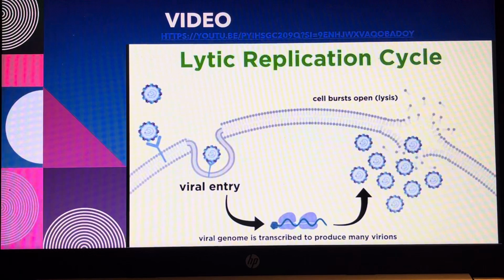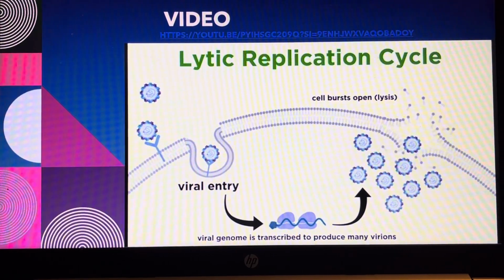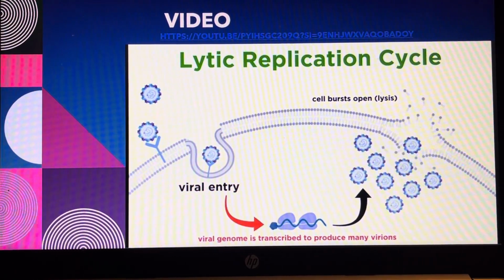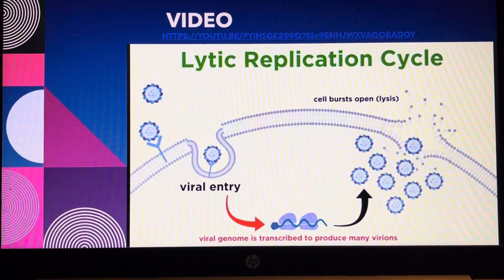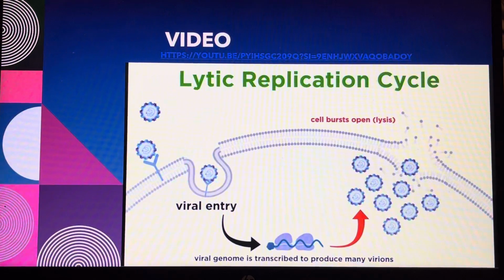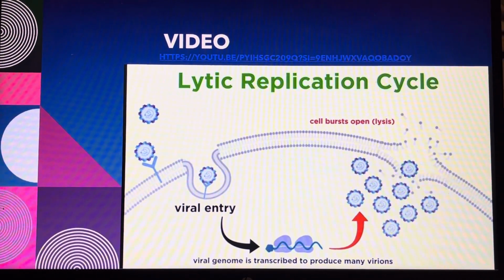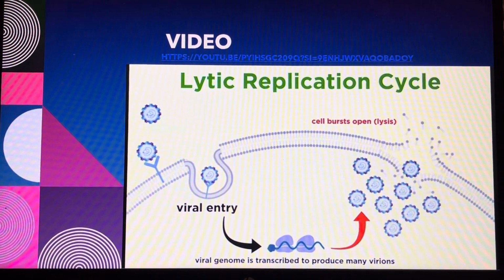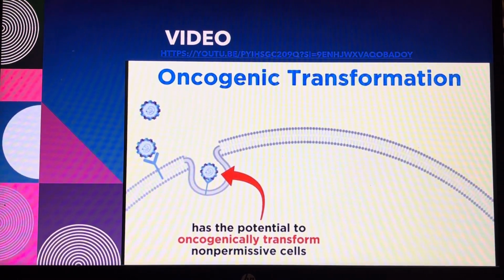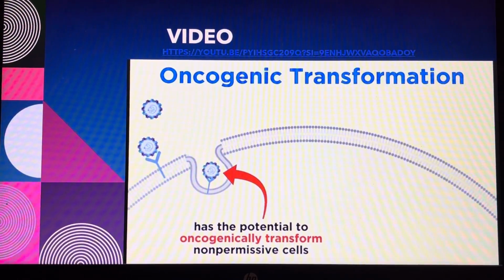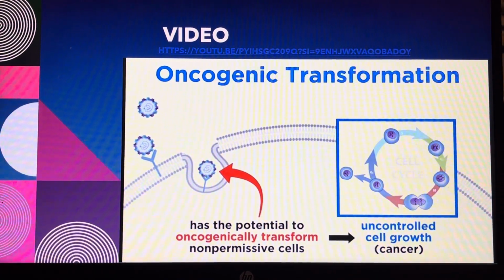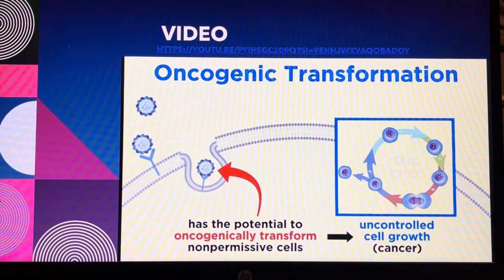First, as we recall, lytic replication essentially means the virus infiltrates a host cell, uses all the host cell machinery to replicate many times, and then explodes its way out of the host cell, destroying it and delivering new virions to the surrounding cells. Second, these viruses have the potential to oncogenically transform a non-permissive cell, which basically means triggering uncontrolled cell growth. This is known by another name, cancer.